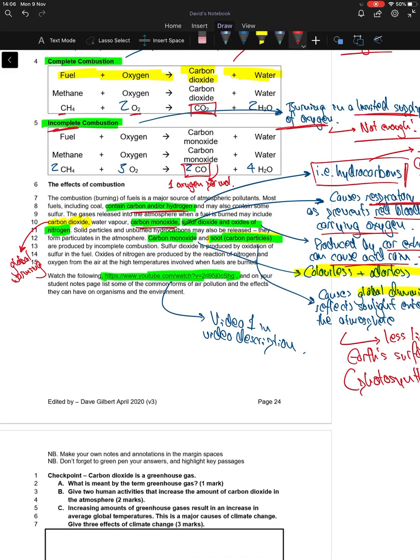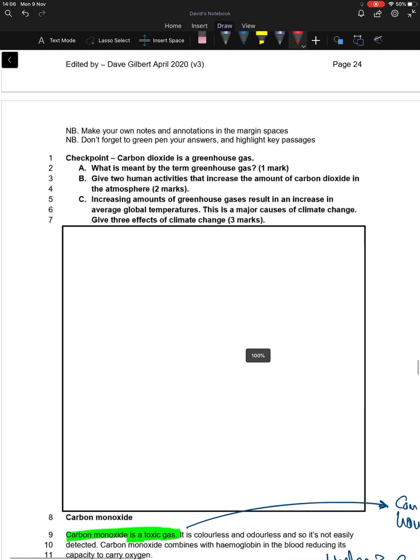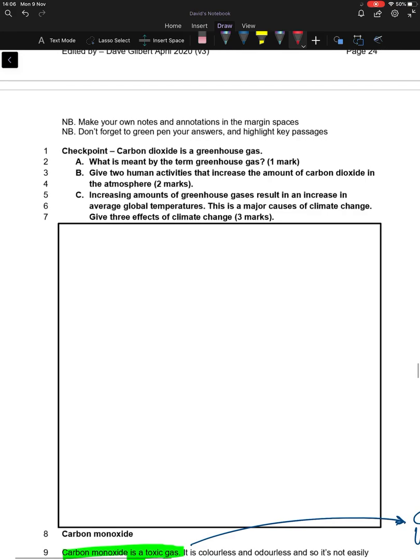Right, watch the following video, and on your notes page, list some of the common forms of air pollution and the effects that they can have on organisms and the environment. So if you have a look at video 1 in the description now, and if you find a spare notes page or a revision notes book, pause the video and go to video 1 and just see if you can note down any of the common forms of air pollution and any of the effects they can have on organisms in the environment. When you've done that and you've unpaused the video, you can come back and we'll be having a look at this exam question. So pause the video now and have a go at that for me.